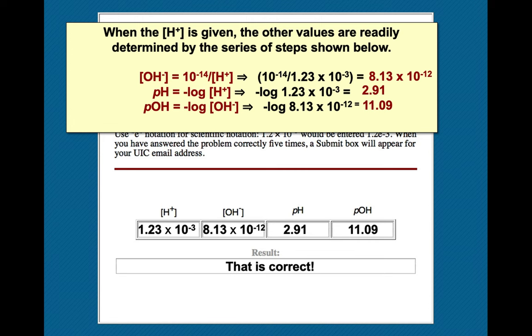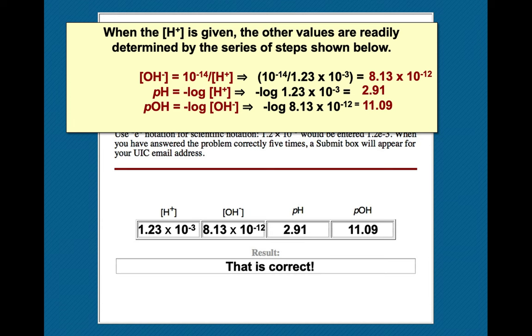Now, there is a problem with Blackboard. There are always problems with Blackboard, aren't there? The problem with Blackboard, since I wrote the code for this, I was able to build in slop. So if you entered 11.1, that'll still work. But Blackboard doesn't work that way. Blackboard wants 11.09, or it's wrong.